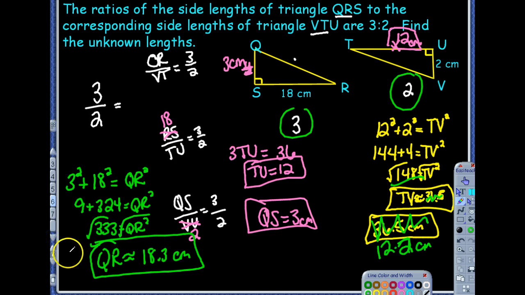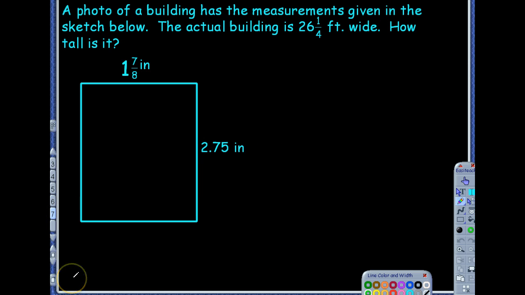And I was about to say, we could check this. Take each segment, so like QS, and compare it to UV. That's a 3 to 2. SR to TU. That's also 3 to 2. And you can check the 18.3 to 12.2. Now the problem is they may not be exact. And so when I do that, let me just type that in real quick. It ends up being 3/2, just because we rounded correctly. All right.